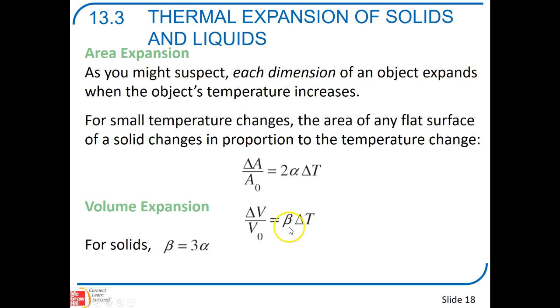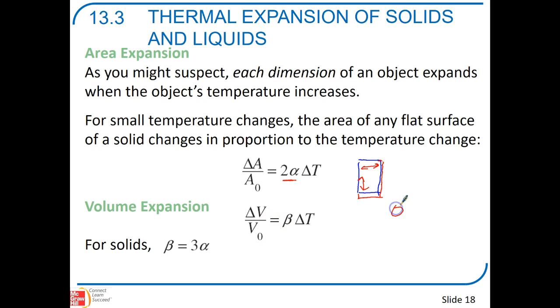Area expansion. So we did linear expansion. Now we can think about maybe a cookie sheet in the oven. That cookie sheet in the oven might start out like this, and then the red is going to represent how much bigger it gets. It won't get that much bigger, but it might get a little bit bigger. Because it's expanding both this way and this way, notice that the cookie sheet does get a little bit bigger. So for small temperature changes, the area of any flat surface does change in proportion to the temperature change. So here we're going to have 2 times alpha.